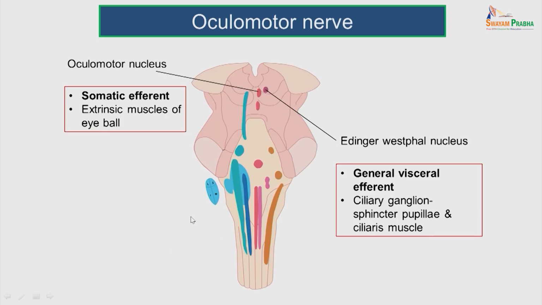Now, let us see each cranial nerve, what its nuclei are, what it supplies, and what the functional components are. Let us begin with the oculomotor nerve. The oculomotor nerve has two components. One is the somatic efferent component. That nucleus is present in the midbrain, and it supplies the extrinsic muscles of the eyeball. That component is called the somatic efferent column. It also has the general visceral efferent component, which is the Edinger-Westphal nucleus. This supplies the sphincter pupillae and ciliaris muscle through the ciliary ganglion. The short ciliary nerves supply the sphincter pupillae and ciliaris muscle. So, the oculomotor nerve has somatic efferent and general visceral efferent columns.